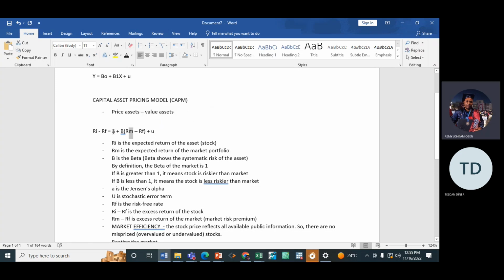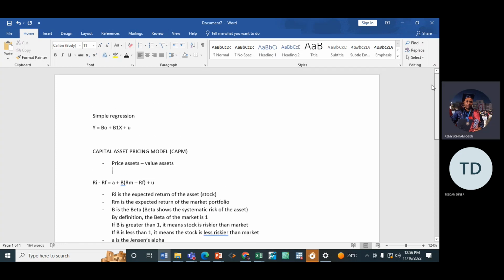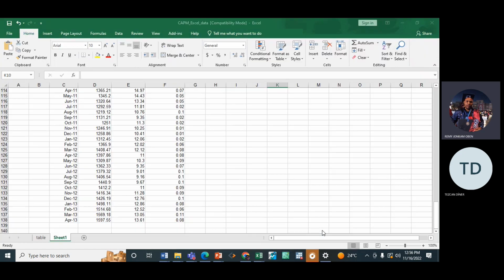If we run this regression, we will get our Jensen's alpha, which is a constant, and we'll get the slope coefficient, which is the beta of the stock, the systematic risk of the stock. And we have to interpret this alpha and this beta, right? So the alpha will tell us if the stock is fairly priced or mispriced. And the beta will tell us if the asset is riskier than the market or the market is riskier than the stock. Okay, if that is understood, I think on Microsoft Excel, what is that?